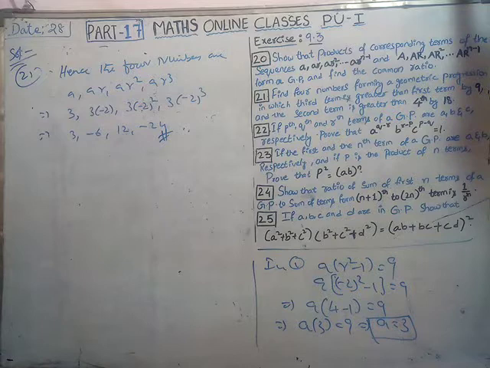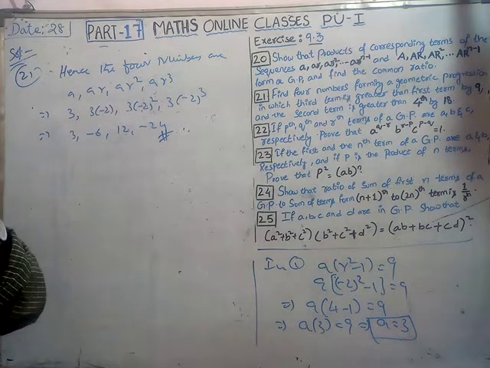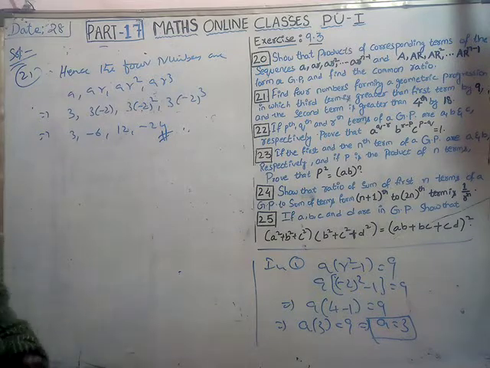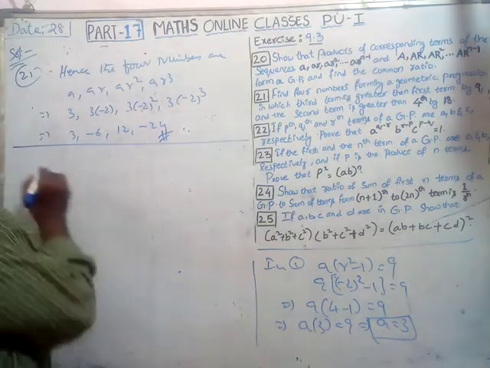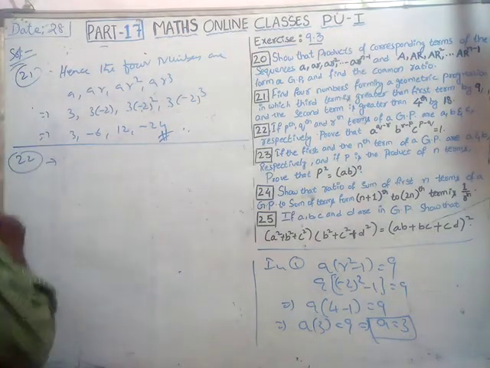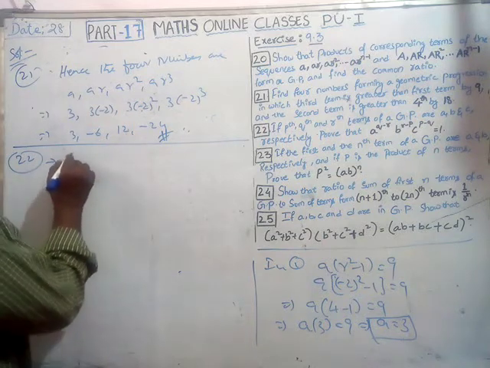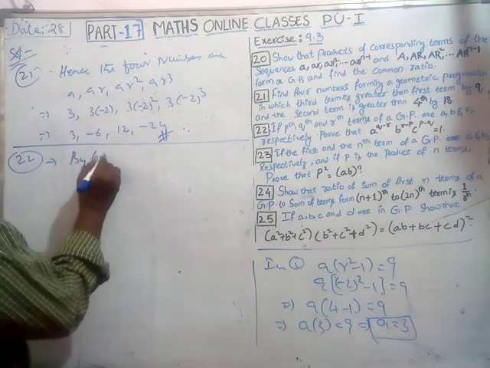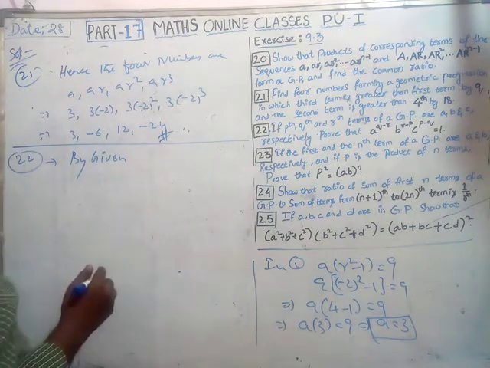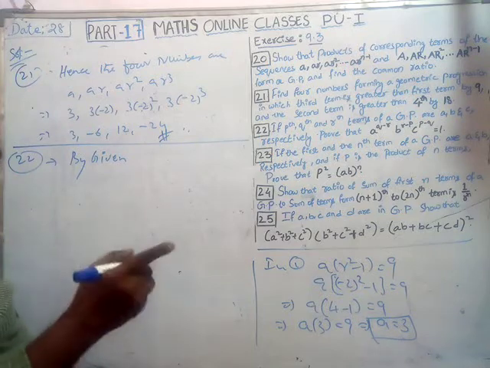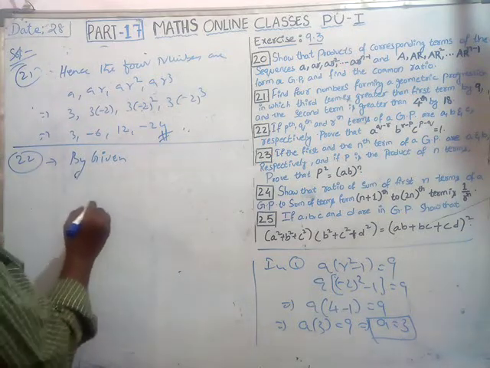Next, we'll go to the 22nd problem. The pth, qth and rth terms of a GP are respectively a, b and c. Then we have to prove something. Okay, this is 22. By given means it is the data in the problem. That is the meaning. I am always using that, by the problem or otherwise by given.